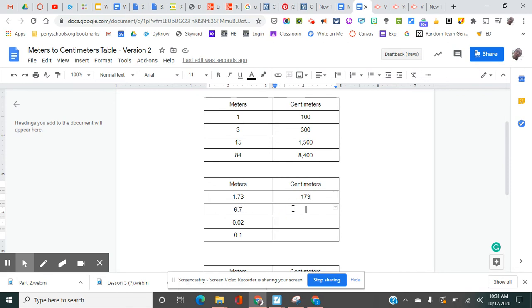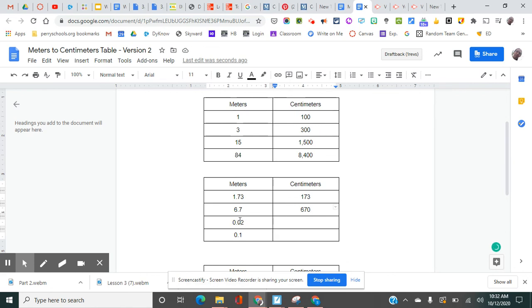So 6 and 7 tenths. 600. Now, where's the seven going to go? Well, it's in the tenths spot. So if I had those long base 10 blocks, I would need seven of them. They're worth 70 little cubes. 670.